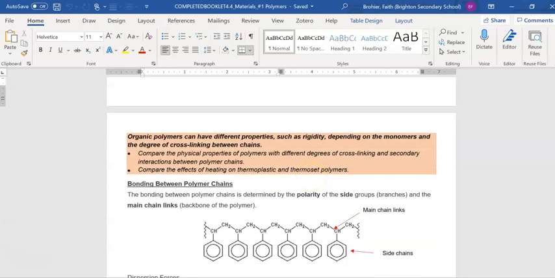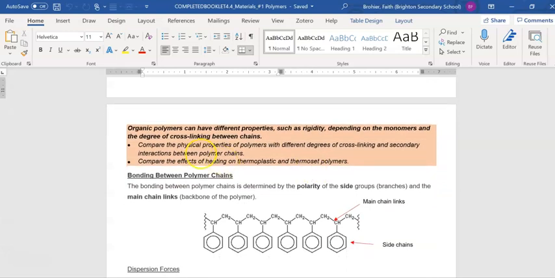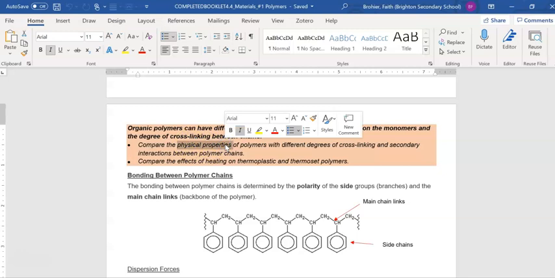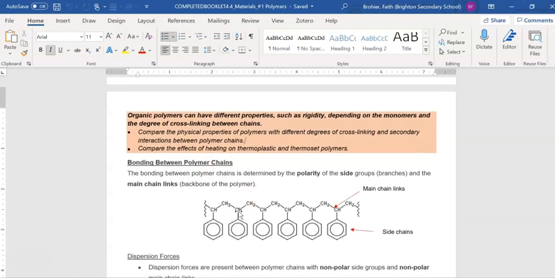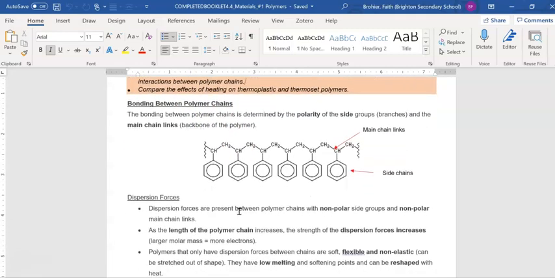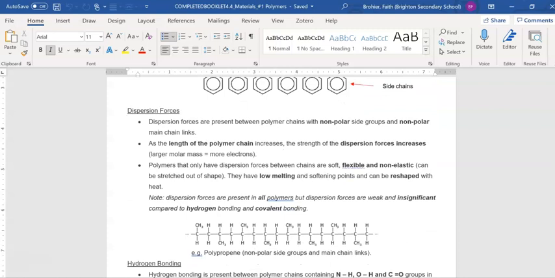All right. So we've also got to be able to compare the physical properties of polymers with different degrees of cross-linking and secondary interactions between polymer chains. And hopefully that will make sense. You'll be able to think about the physical properties like melting point and boiling point by comparing the different degrees of bonding between chains. And we will also want to be able to compare the effects of heating on thermoplastic and thermoset polymers, which we have talked about a little bit before.